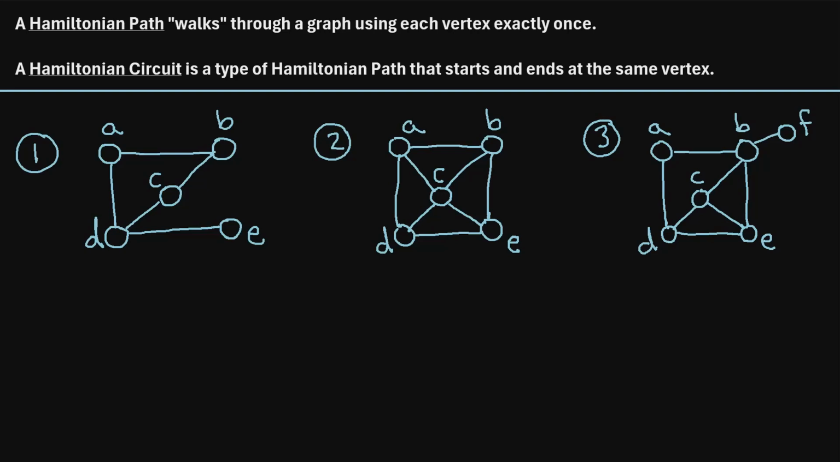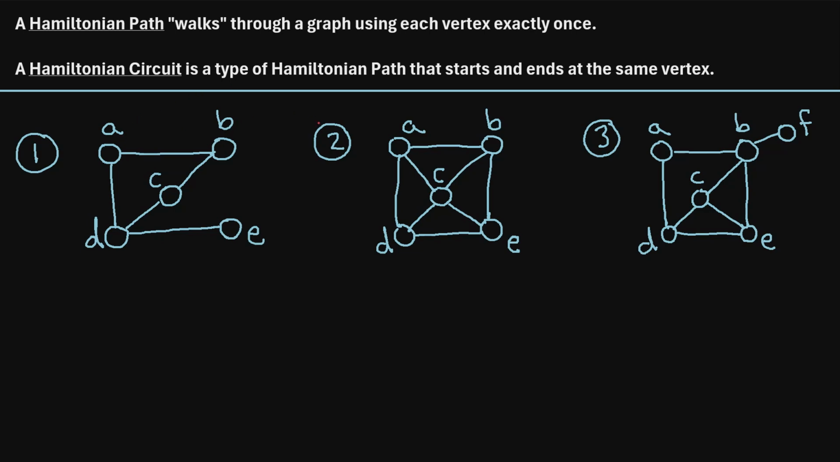In this video, I will explain how to find Hamiltonian paths and Hamiltonian circuits in graphs. So let's start with a couple quick definitions. A Hamiltonian path walks through a graph using each vertex exactly once. Now, a Hamiltonian circuit is a type of Hamiltonian path that starts and ends at the same vertex.